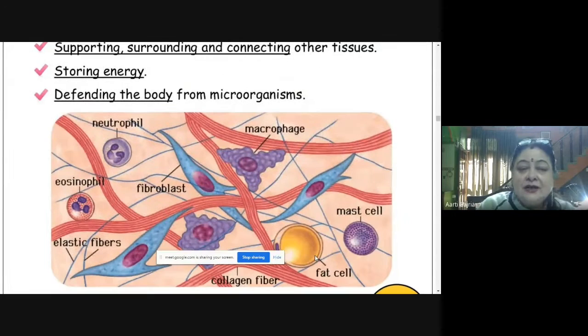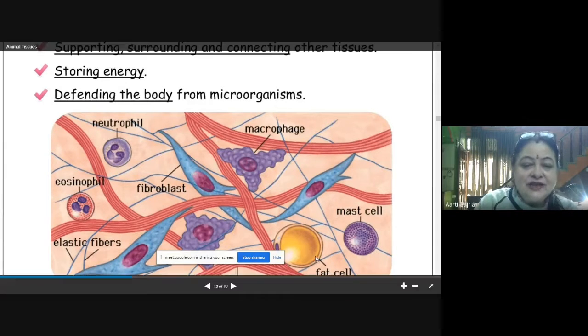This is below the skin, that is areolar tissue. So you will find fibroblasts, macrophages, mast cells, fat cells. These are the cells which are present below the skin.